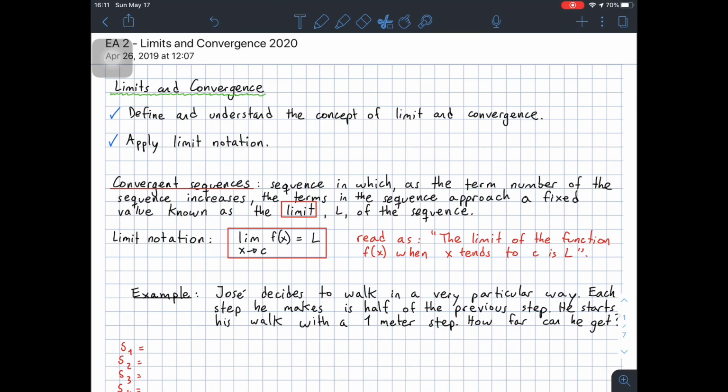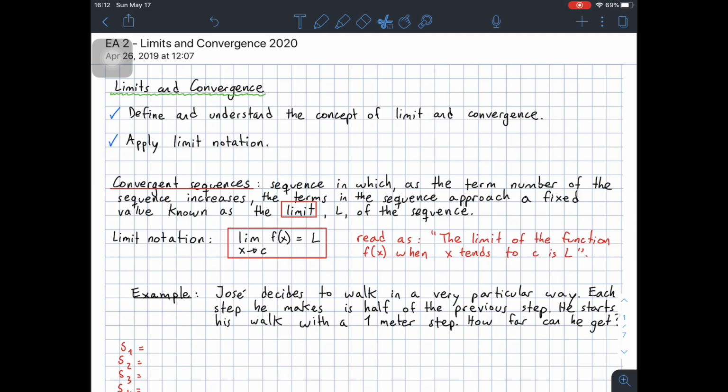Today, we're going to start with the last topic for the IB program, which is calculus. We're going to start with some basic concepts that you need to understand in order to later on apply and correctly interpret derivatives and integrals, which are, for me, the most interesting topics of this program. So today we're going to begin with limits and convergence.